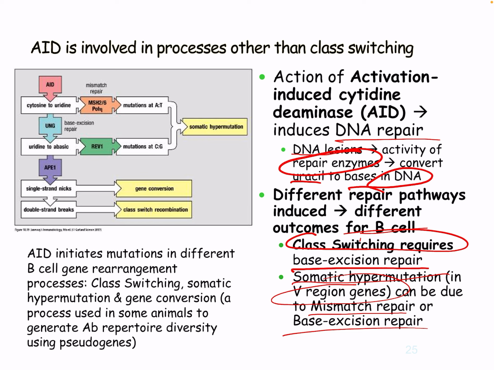AID initiates mutations in different B cell rearrangement processes. So there's class switching, somatic hypermutation, and gene conversion, which is a process used in some animals to generate antibody repertoire diversity using pseudogenes. So here's a little flow chart of the different pathways. So take a look if you'd like.